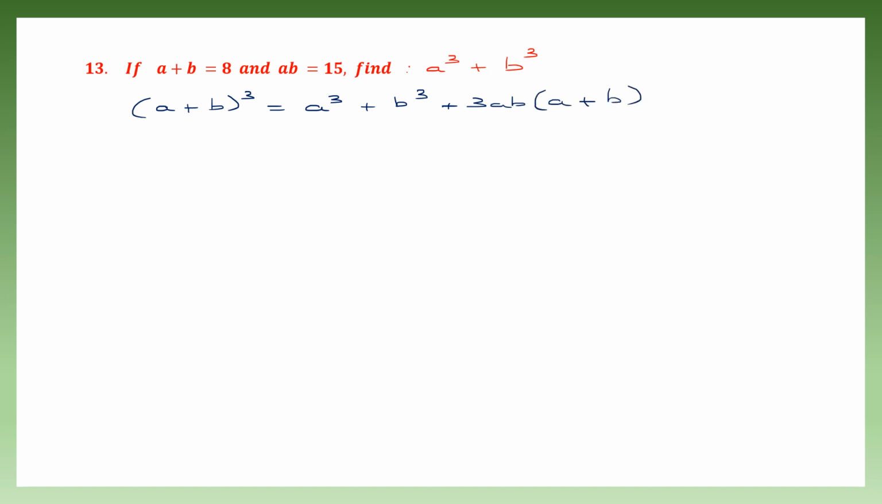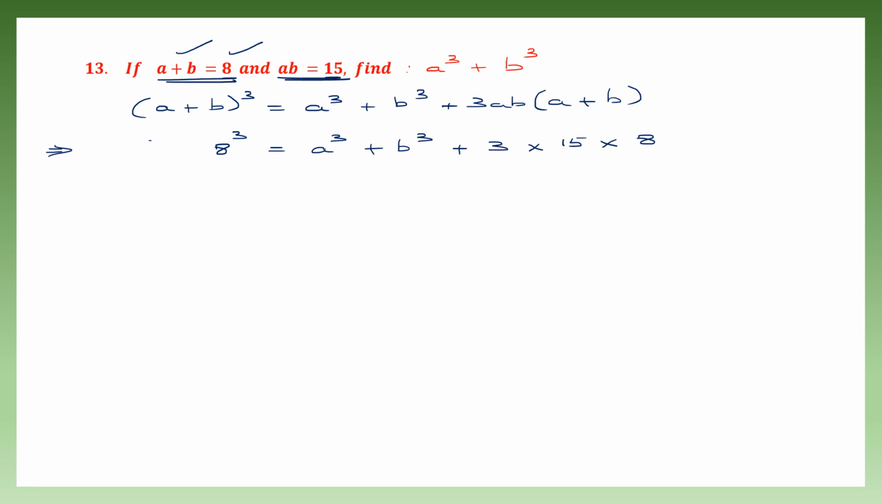So let's substitute here wherever we can. So this is equal to a plus b the whole cube. Now here a plus b is given to us, and that is 8. So if you're going to cube the left side, we should cube the right side also. So this is equal to a cube plus b cube plus 3 into ab, and ab is also given to us as 15, and a plus b is also given to us as 8. So into 8.